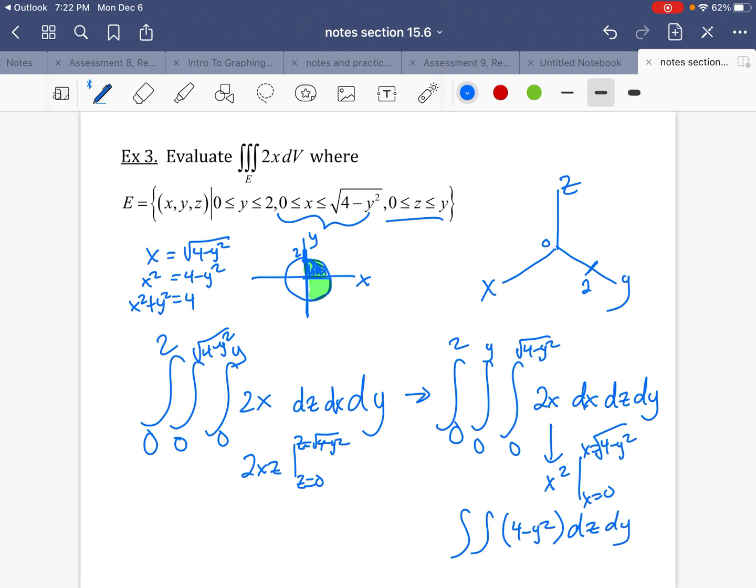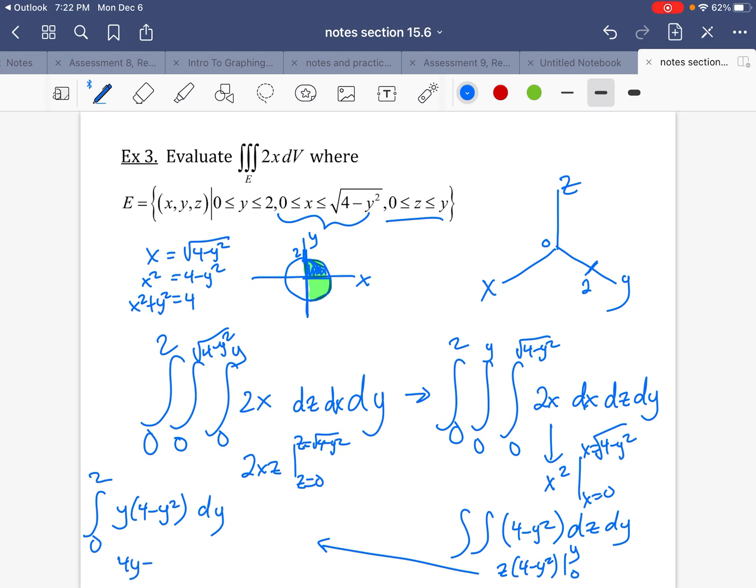I still have two integrals to do, dz and dy. All right, so integrate this with respect to z, so it gains a z. 4 minus y squared, I'm doing z equals 0 to z equals y. So basically the 0 goes away, but the y comes out front. So I'm going to come over here, and I'm going to have basically y times 4 minus y squared. And I still have one integral left to do, and it has a y, and so this is 0 to 2.